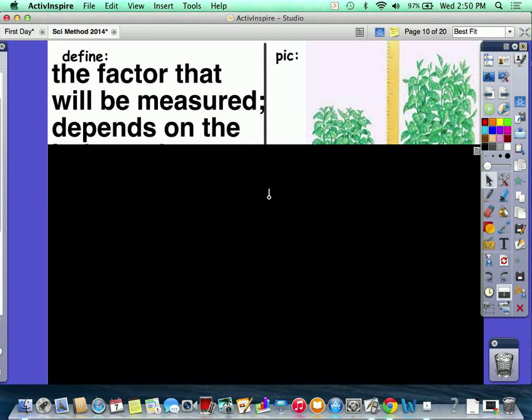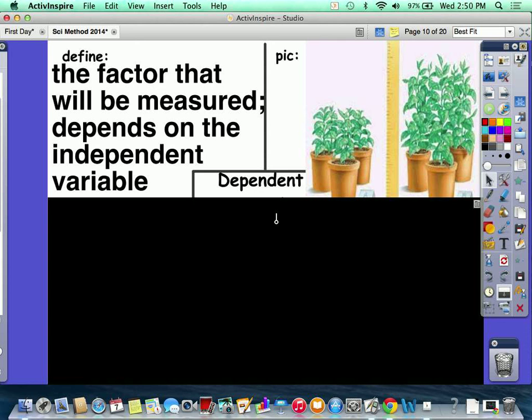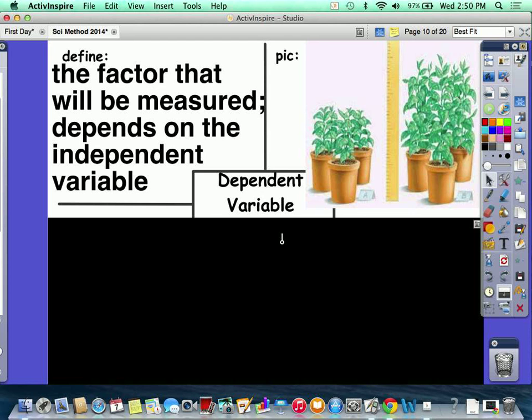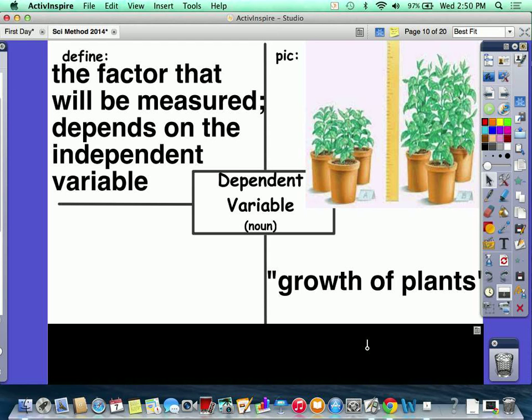Then we talked about the dependent variable. What's the dependent variable? Number 5 on your list. The factor that will be measured. That's our key word. Very good. And we know the dependent variable depends on, that's why they call it dependent, the independent variable. In our experiment, we were measuring the growth of the plant, specifically height. That's how we were measuring.